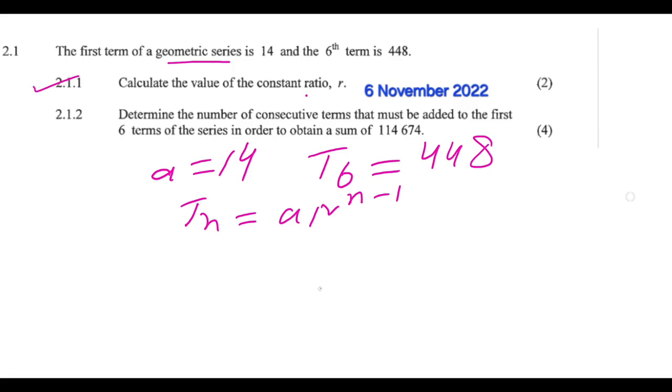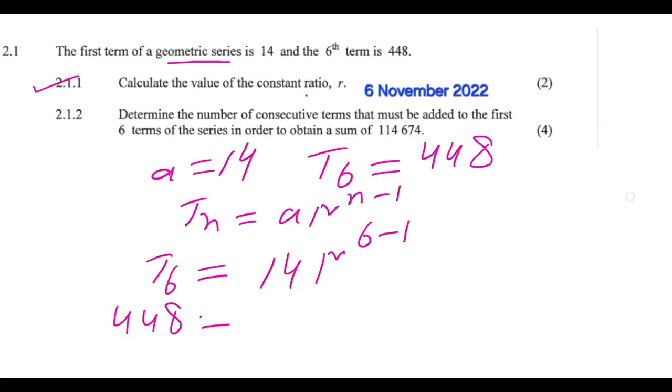So substitute the known values into the formula. So we got 448. Tn, we need to find T6 now. In place of n, I substitute 6. First term we got 14. R we don't know. The n is 6 minus 1, because this is the sixth term. So this is going to be T6 is equal to 448 is equal to 14 r power 5.